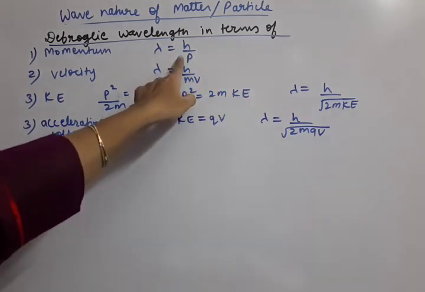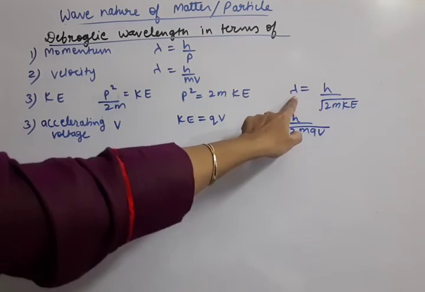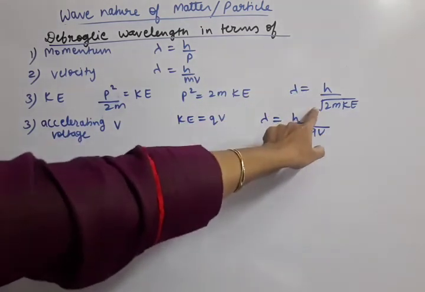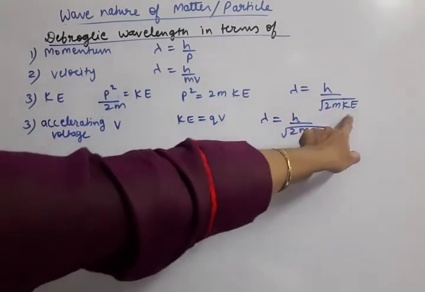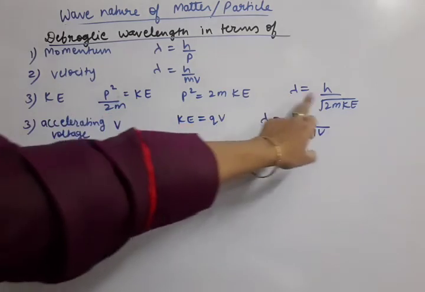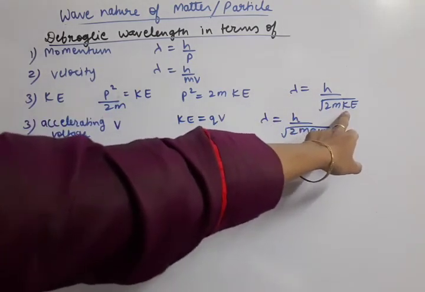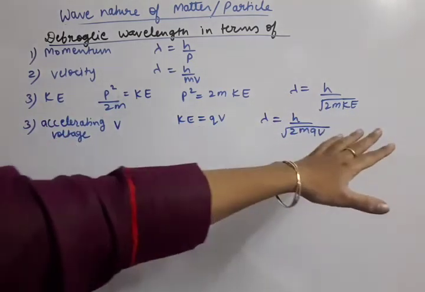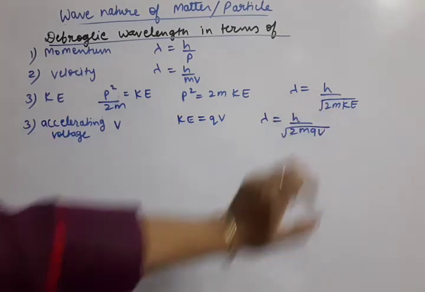This we have to put here. So lambda is equal to h upon p, where p means root of 2m KE. KE means kinetic energy. That means you can see lambda is inversely proportional to the half power of KE. If ratio questions are asked, you have to solve carefully.